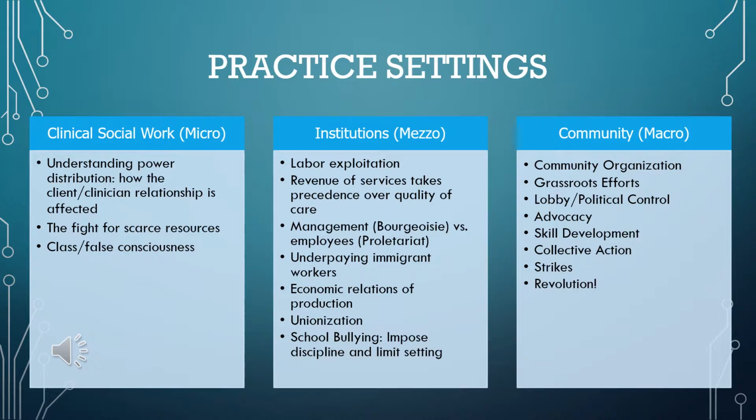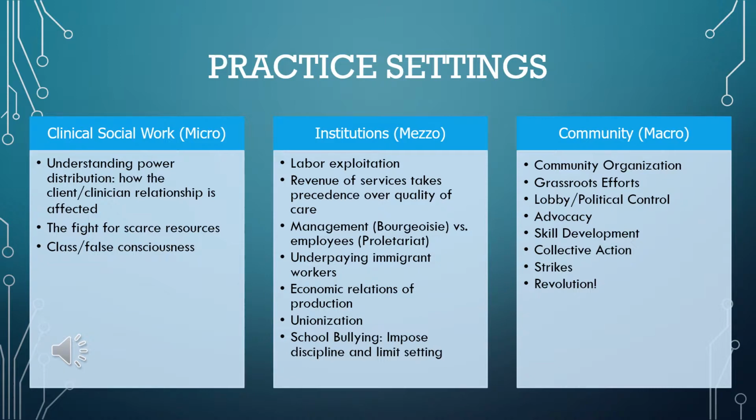False consciousness is a way of thinking that prevents a person from perceiving the true nature of their economic situation. On the meso level, we apply conflict theory in institutions. An example is labor exploitation.